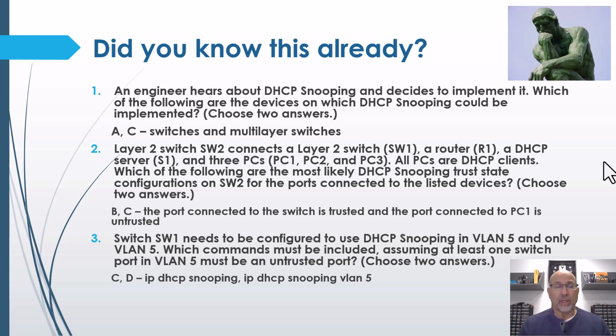Question number 3, switch 1 needs to be configured to use DHCP snooping in VLAN 5 and only VLAN 5. Which commands must be included assuming at least one switch port in VLAN 5 must be untrusted? Choose 2 answers.